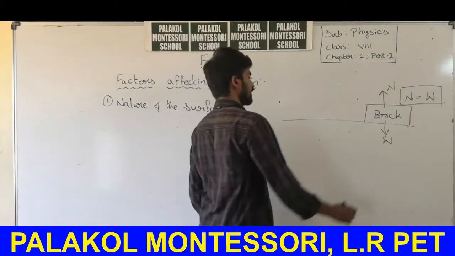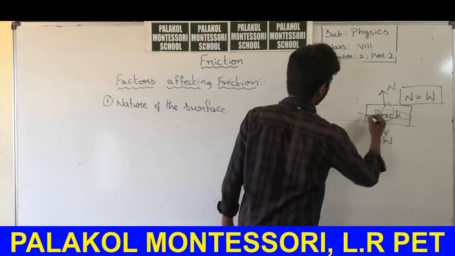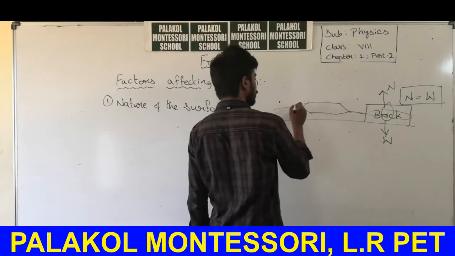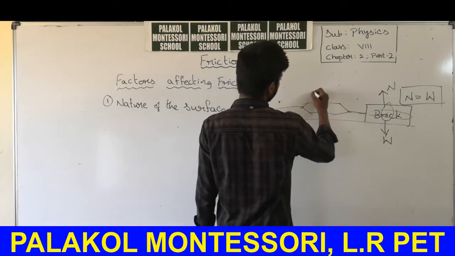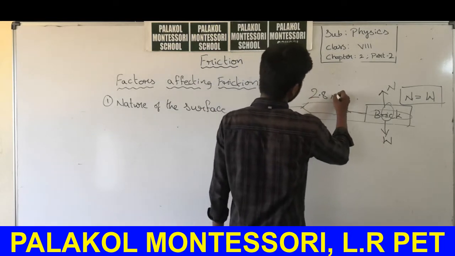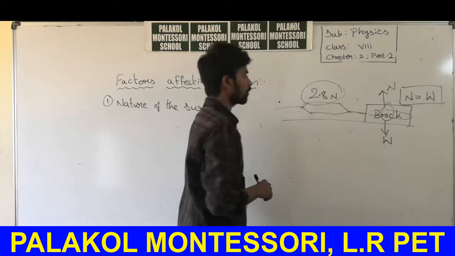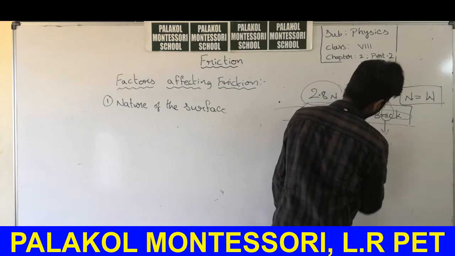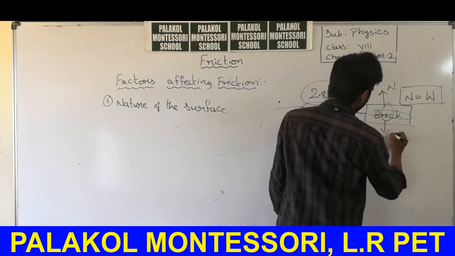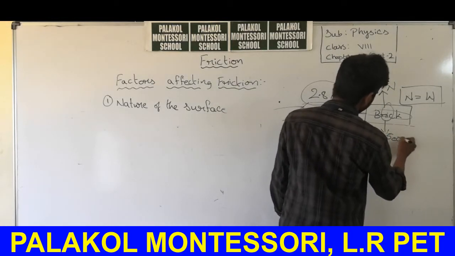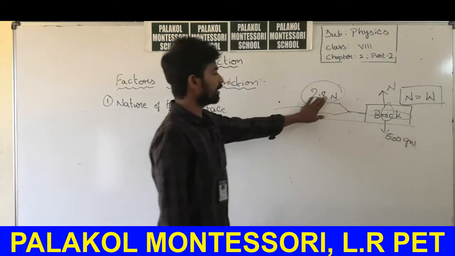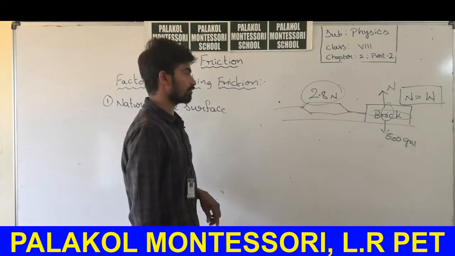Let us tie a thread and connect a spring balance. How much force do you have to apply in order to move this brick? Let us say you need to apply 2.8 newtons of force. Let us say the weight of the brick is 500 grams. So, 500 grams of brick is there and you need to apply 2.8 newtons of force.